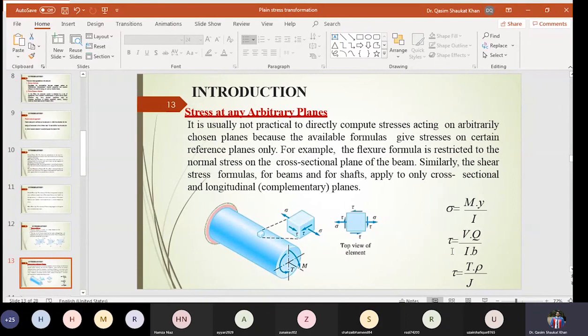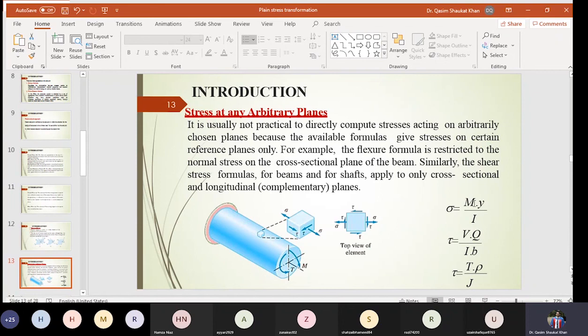This is the formula: flexural stress is equal to My over I. M is the applied bending moment, I is the second moment of area or moment of inertia, and y is the distance from the neutral axis to the extreme fiber. So as we move away from the neutral axis, the flexural stresses will increase.